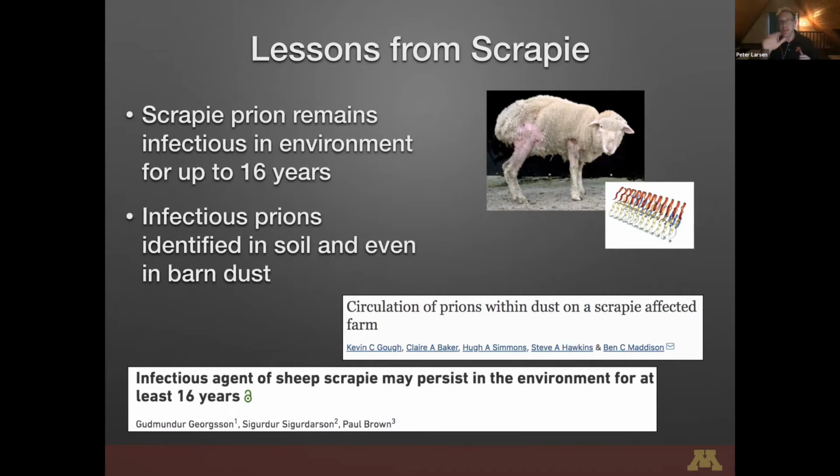Remember, CWD wasn't identified until the 1960s, 1970s. So CWD is a newer prion disease in cervids that came up. We've known about scrapie for a long time.